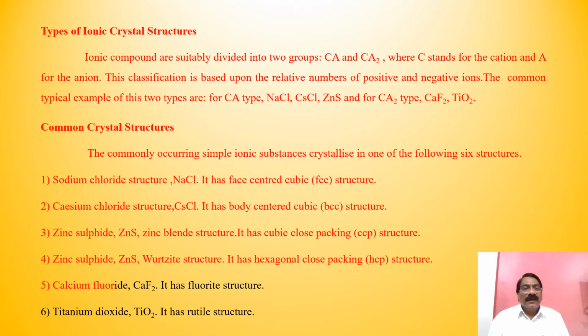Fifth, calcium fluoride CaF2. It has fluorite structure. And sixth, titanium dioxide TiO2. It has rutile structure. That means all the ionic solids of CA or CA2 type can commonly crystallize in one of these six structures, and we can have the structure which will be divided in these six types.